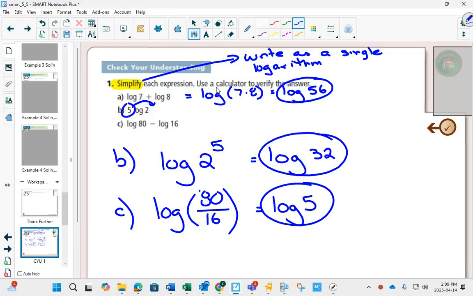Simplify means write as a single logarithm. Sometimes they'll say simplify, sometimes they'll actually say, can you write it as a single logarithm? So circle 4 and 12.